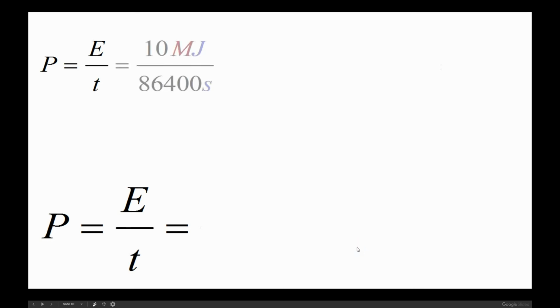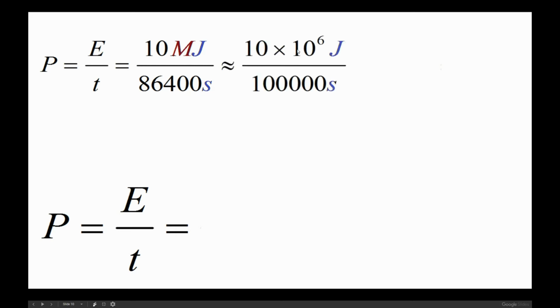So, let's take you. 10 million joules and 86,400 seconds. Keep them little letters. I know you want to drop them. This is science, not math. Do not drop the J or the S. Keep them. Mega means millions. And a million means 10 to the power of 6. What's with the little quiffly-quaffly thing here? That's approximately.